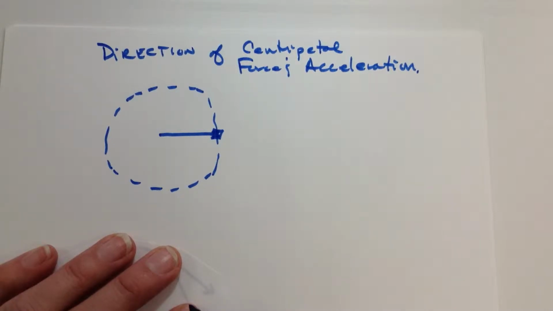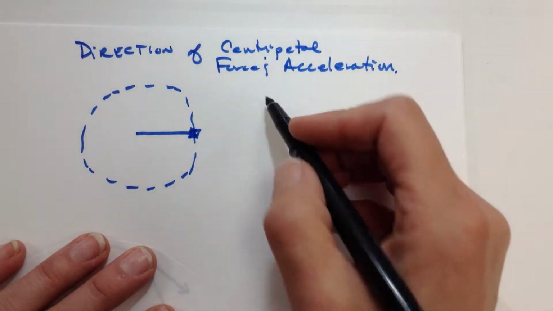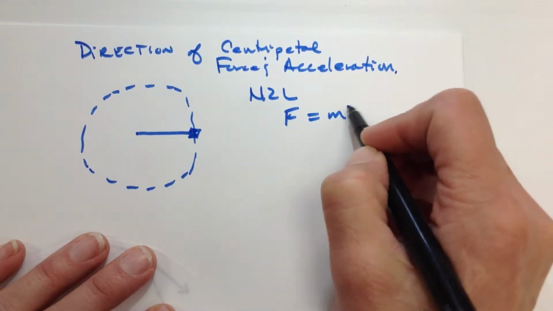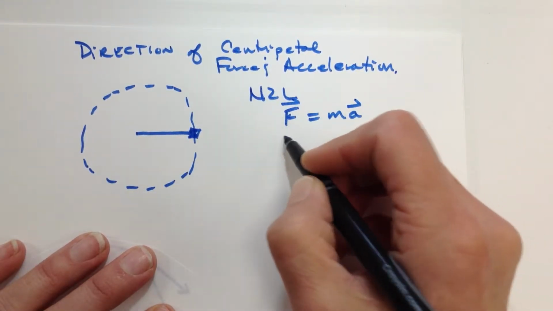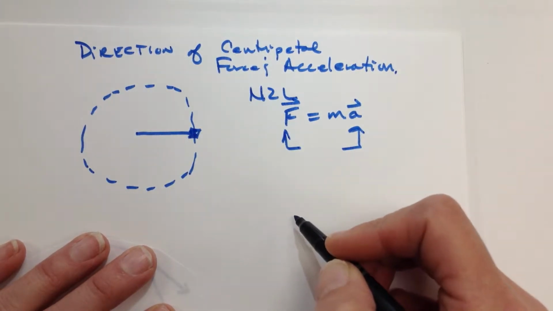Okay, so the next bit of information we want to add to our development of understanding uniform circular motion is looking at the direction of the vectors. So once again, Newton's second law, F equals ma. Again, both of these are vector quantities. The direction of the net force and the acceleration are going to be one and the same.